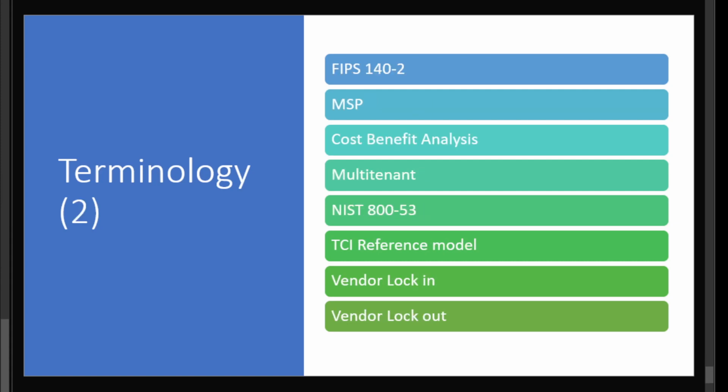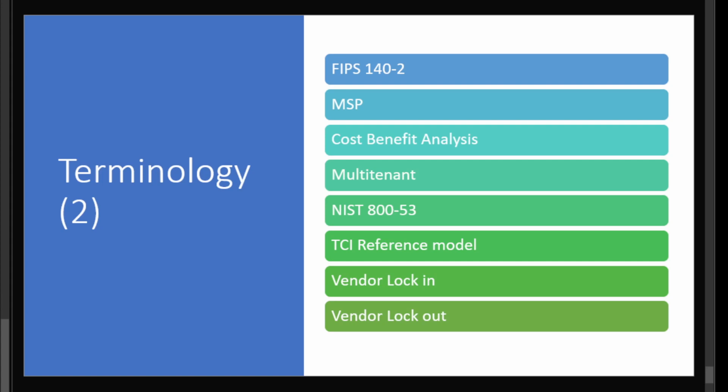FIPS 140-2 is an NIST document that describes the process for accrediting crypto systems for use by the federal government. An MSP is a managed service provider. This is where the customer dictates both the technology and operational procedures, and an external party executes administration and operational support according to a contract. They might maintain and administrate a data center or network for an organization.